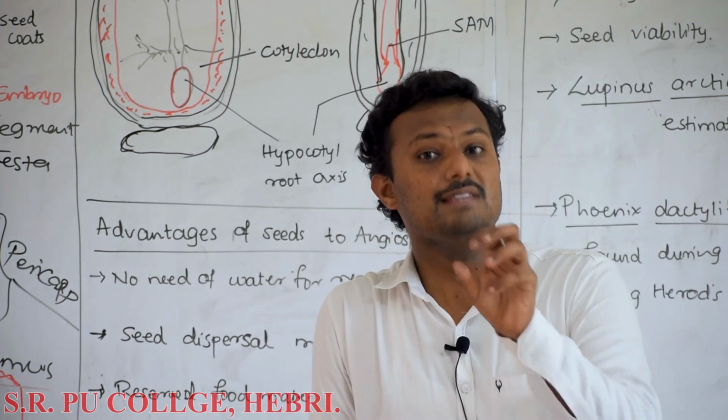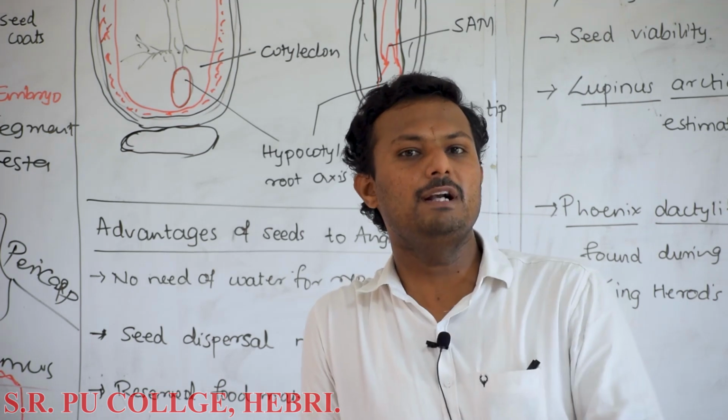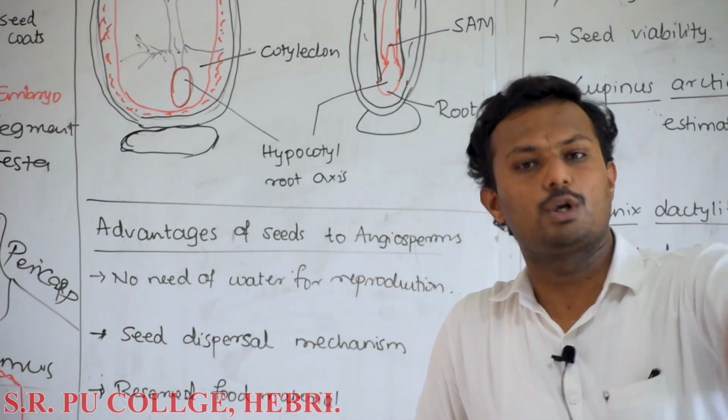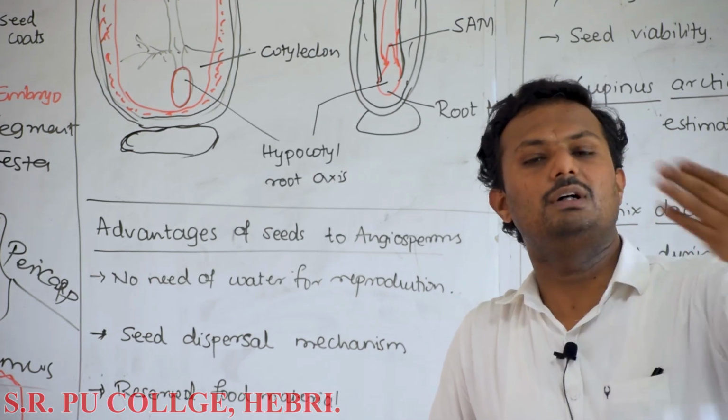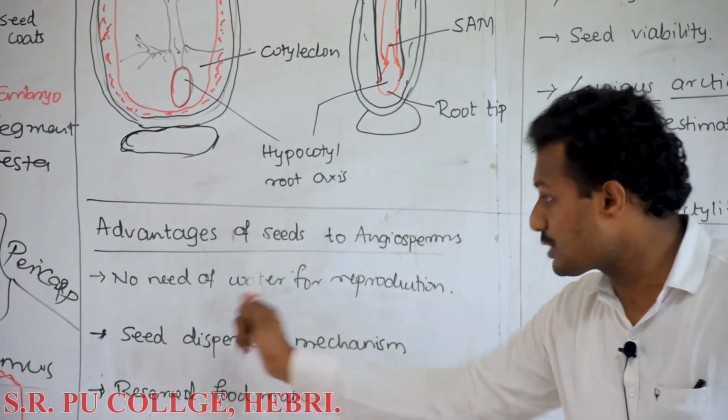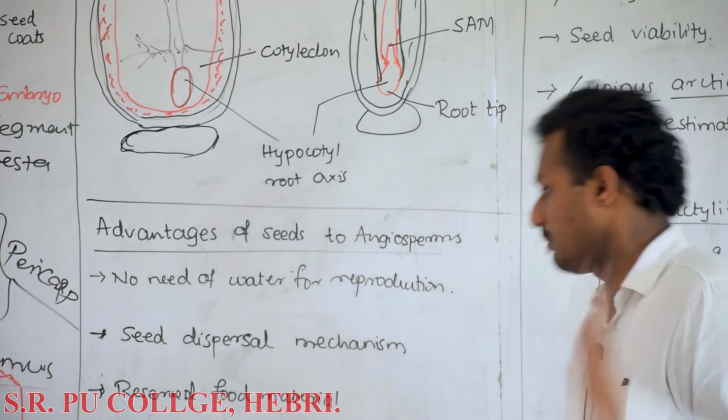That means these angiosperm plants can depend on the seed for the production of the next generation, for the next progeny to be produced, right? So seeds are highly dependable in the case of the angiosperms. That is what the first point talks about.